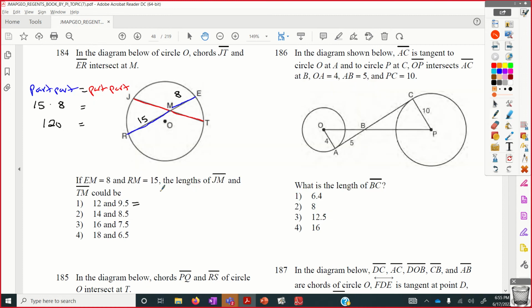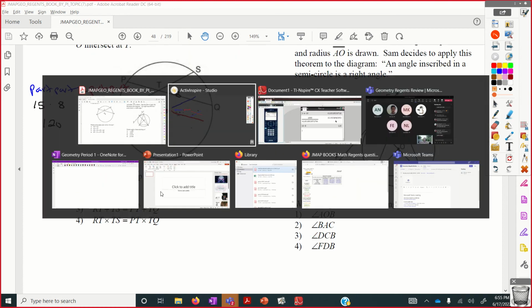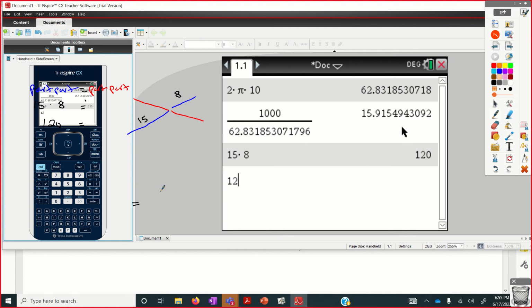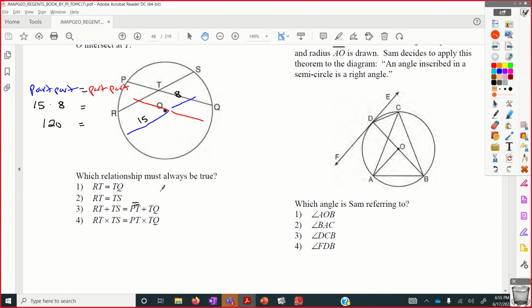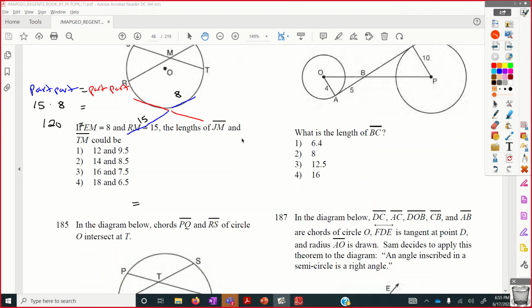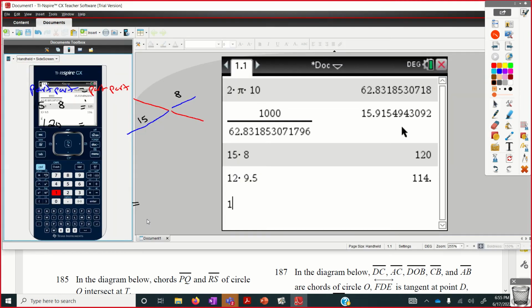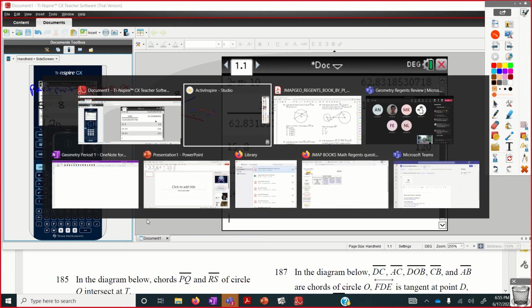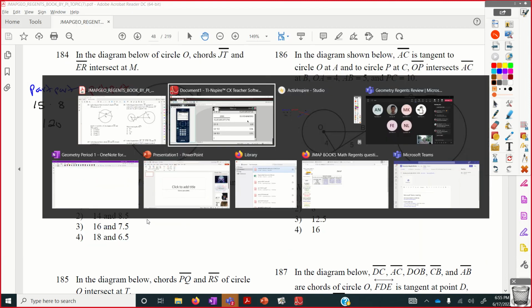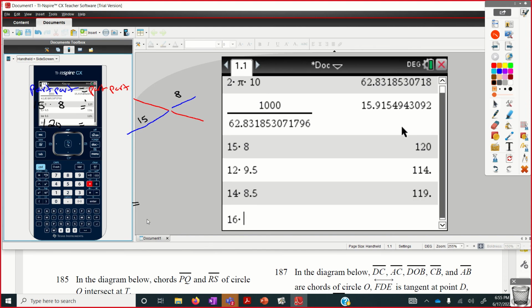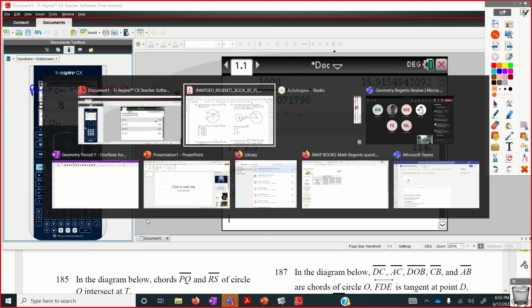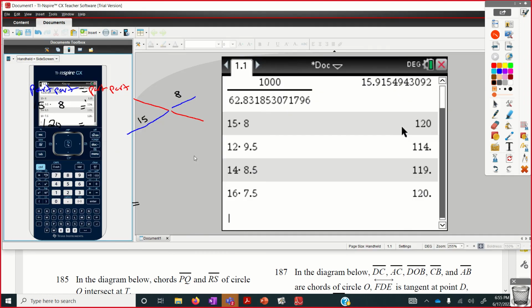So 12 times 9.5, that is not a calculator. Right, that's too small. We also have 14 and 8.5. That's 119, that's also too small. We have 16 and 7.5. That does work, okay? And so that's gonna be our pick.